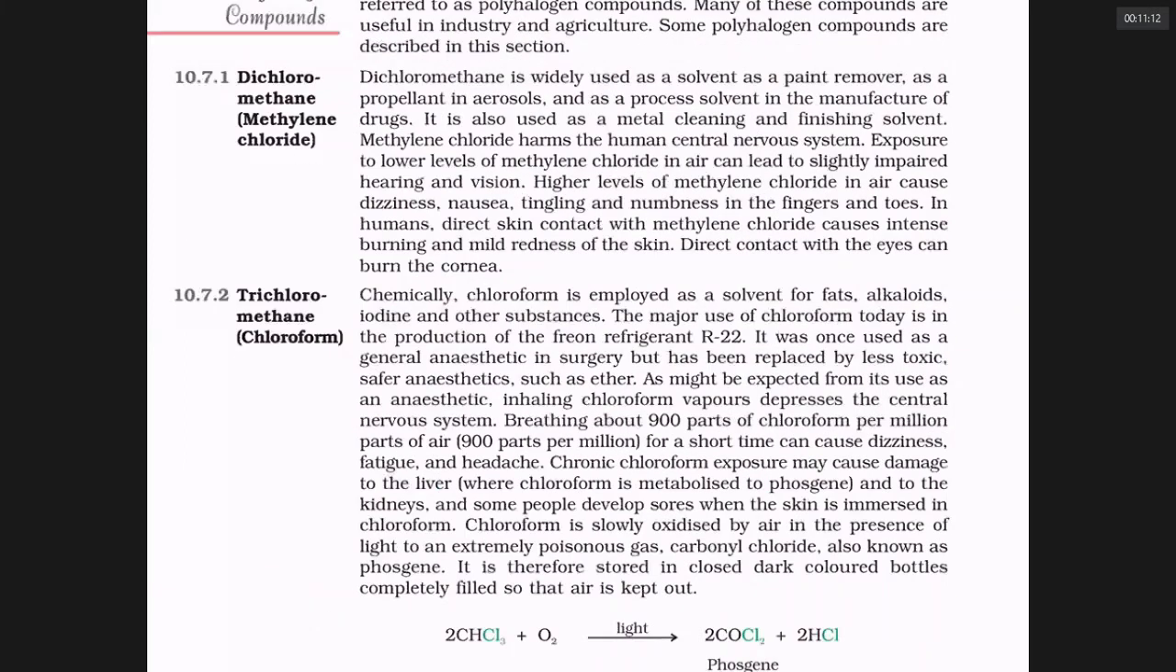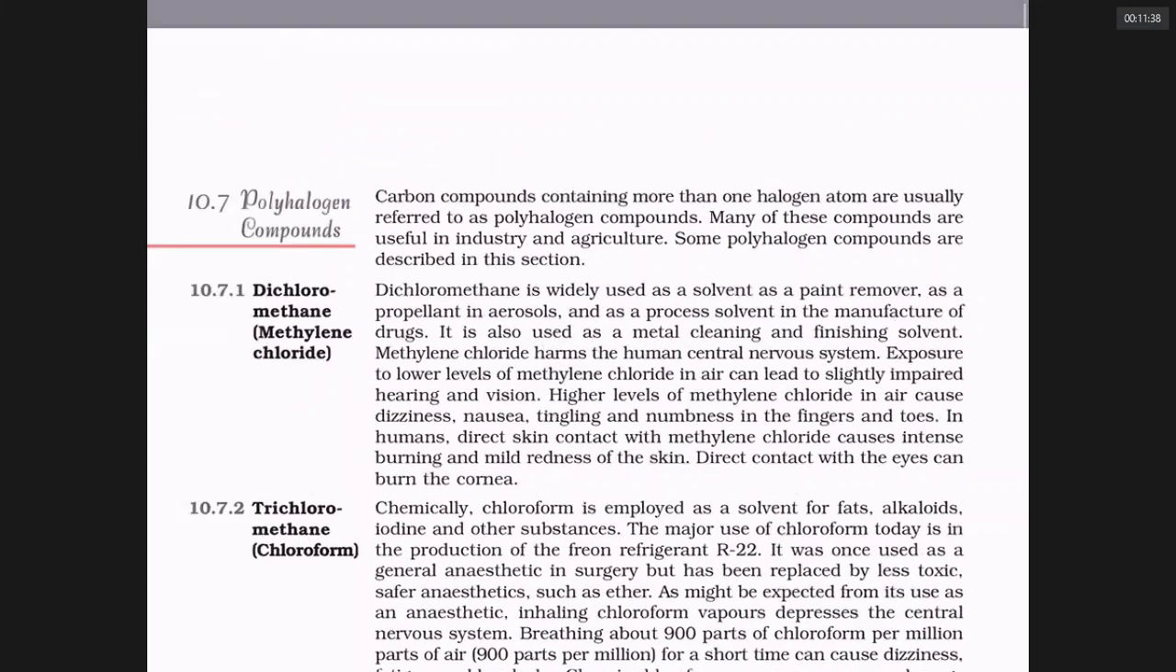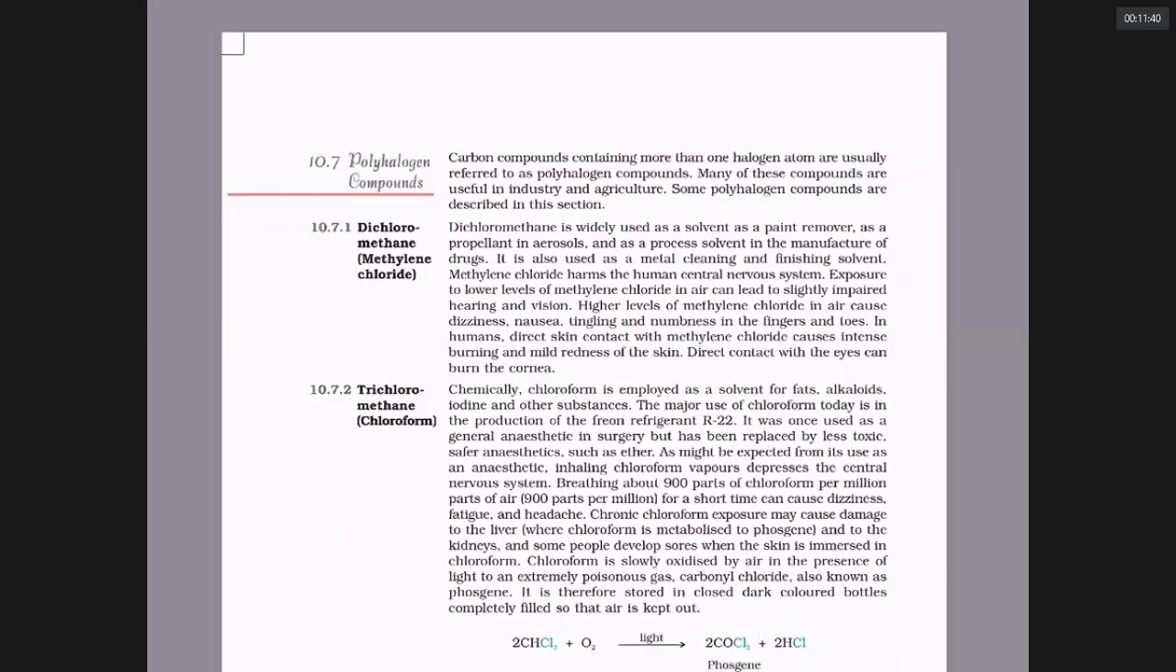Dichloromethane or methylene chloride is an important solvent used in the paint industry. And it is such a dangerous compound. If a drop falls on your body, it can penetrate through the skin and cause serious damage to muscle. I know one Sunita who suffered from this problem. So while handling dichloromethane, one should be very careful. So these are some polyhalogen compounds used in our day-to-day life.